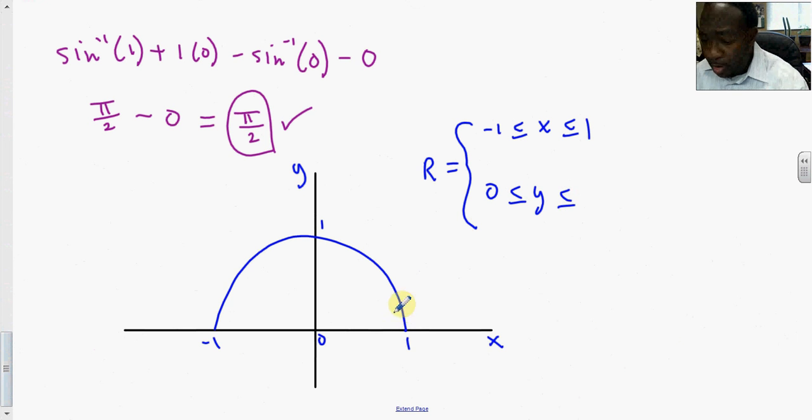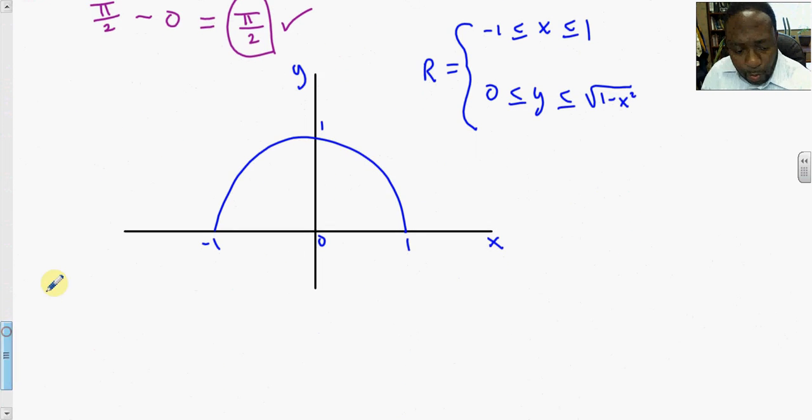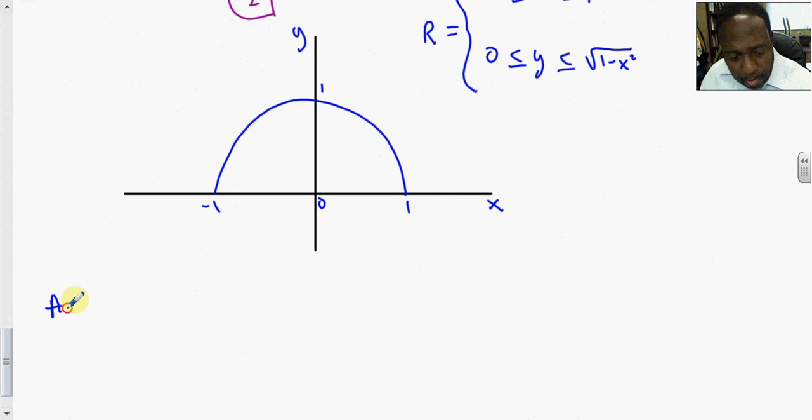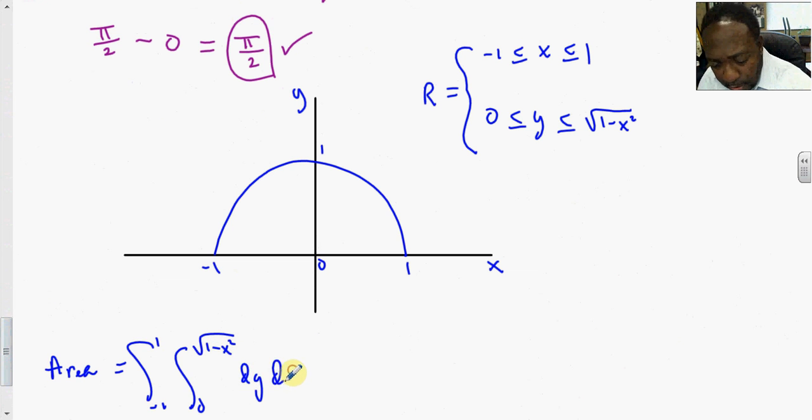We've got to be able to get that curve in there, right? Well, that's just the equation for the circle in terms of x, the square root of 1 minus x squared. So now we find the area based on this region. So x goes from -1 to 1, and then y goes from 0 to the square root of 1 minus x squared. So this is dy dx.